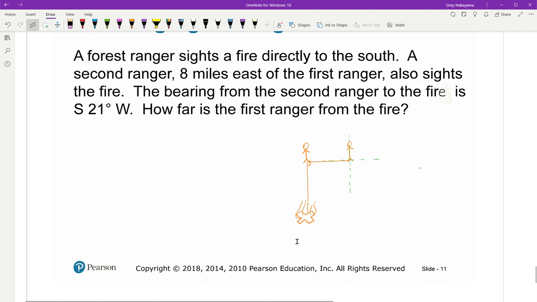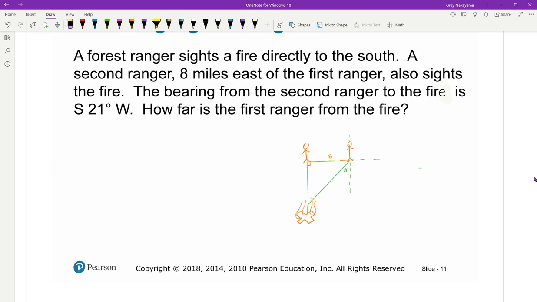And I have a forest ranger, this is the first forest ranger, because the fire is directly south of him. Then he has another ranger that is 8 miles to the east who also sights the fire. And the bearing from this second ranger is 21 degrees west of south. So if you think of your little compass or your north and south here, and you're thinking about his viewing angle, you have to measure this angle right here as 21 degrees. That is 21 degrees west of south.